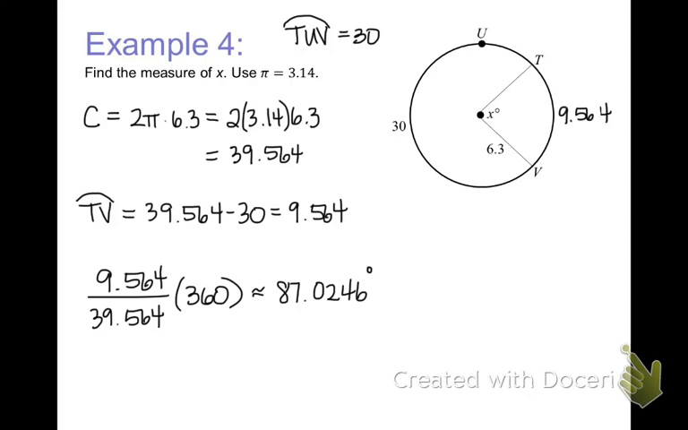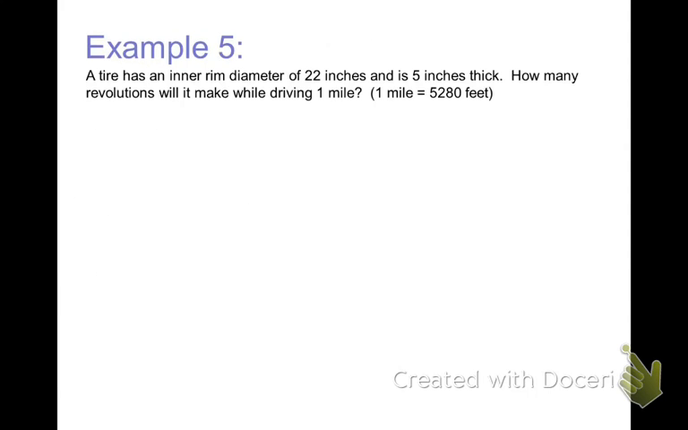Okay, one more problem. All right, so you are told that you have a tire that has an inner rim diameter of 22 inches, and the tire is 5 inches thick. So if you were to draw this, you would have a circle whose inner diameter, meaning the whole entire distance from rim to rim, would be 22, right? So then the radius is 11. So if I drew out my radius, that would be 11.